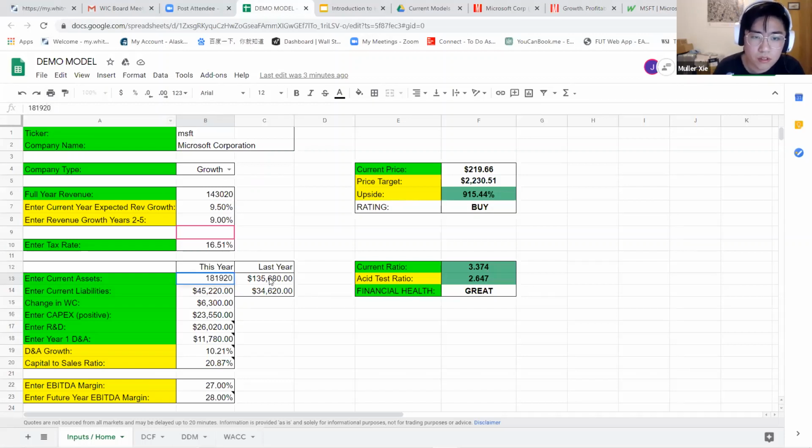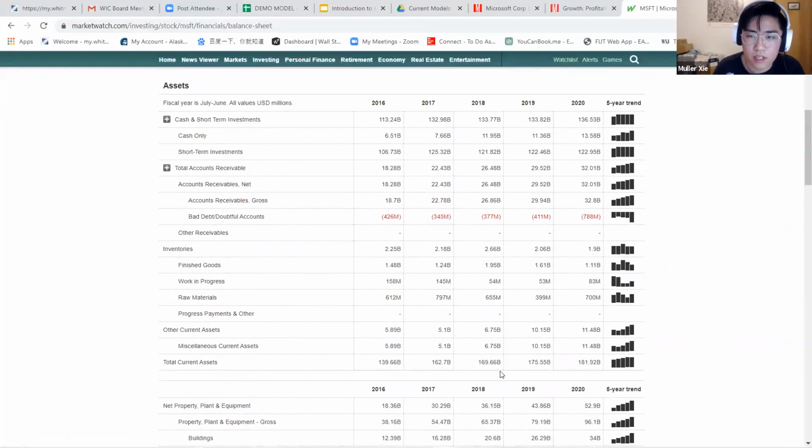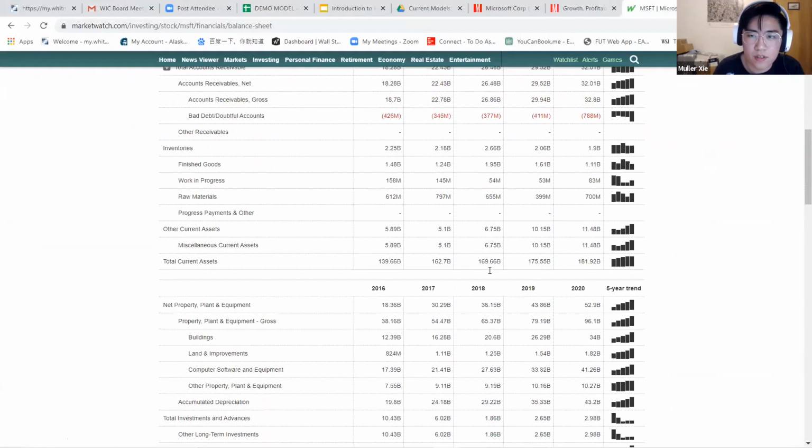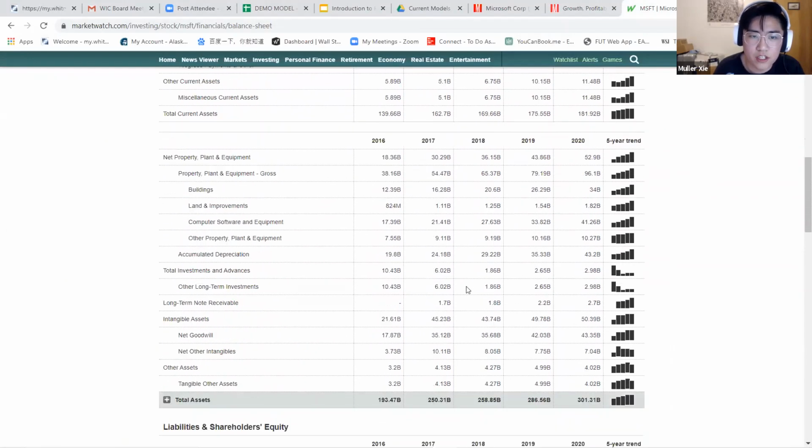Which is okay. For the last year's data, we can also find this on MarketWatch, which is 175.55 billion, which is 175,550 million here.